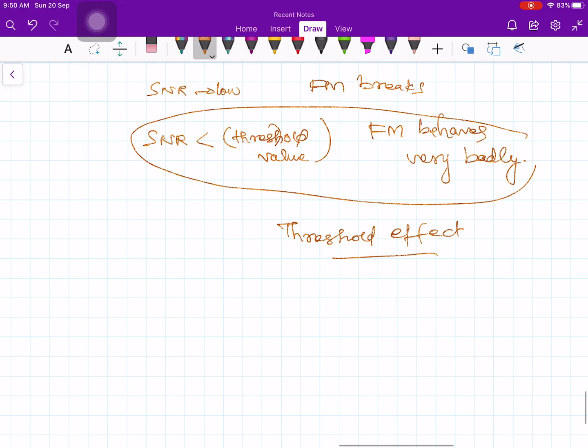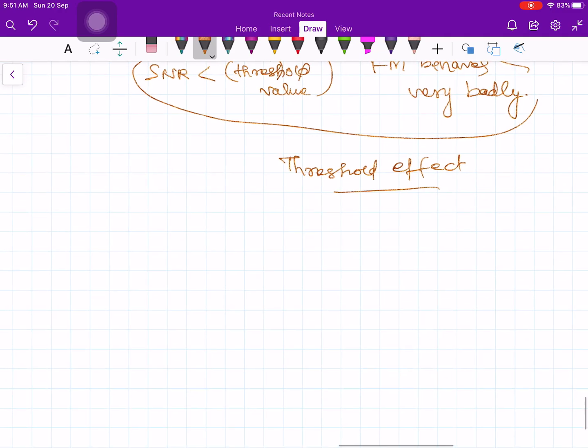Okay, so the SNR should be maintained to be larger than some threshold value. This threshold effect is something we will discuss in more detail when we discuss the effect of noise a little later. So this is an important fact of life when we consider FM. Now this threshold effect that I have just discussed is more pronounced for wideband FM signal than for narrowband FM.